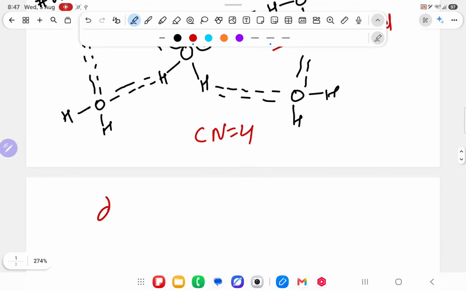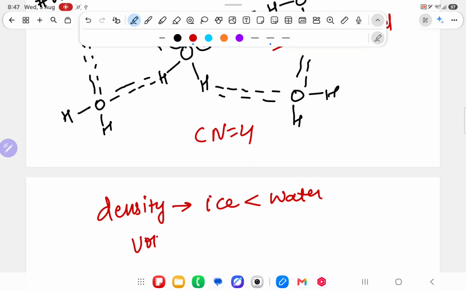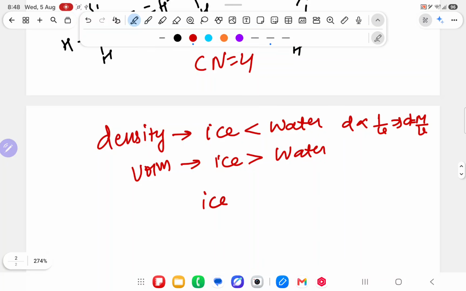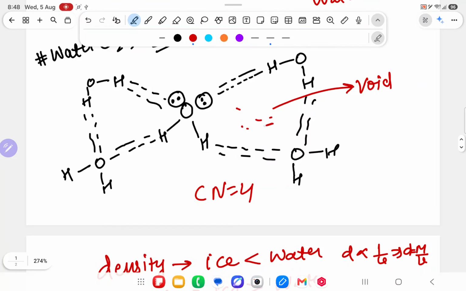Whenever you are seeing it, the density of ice is less than water and the volume of ice is greater than water, because density is inversely proportional to volume, since density equals mass by volume. It means ice will float on water. Why will ice float? Because over here there is empty space. This empty space allows the ice to have less density. Water does not have an empty space.